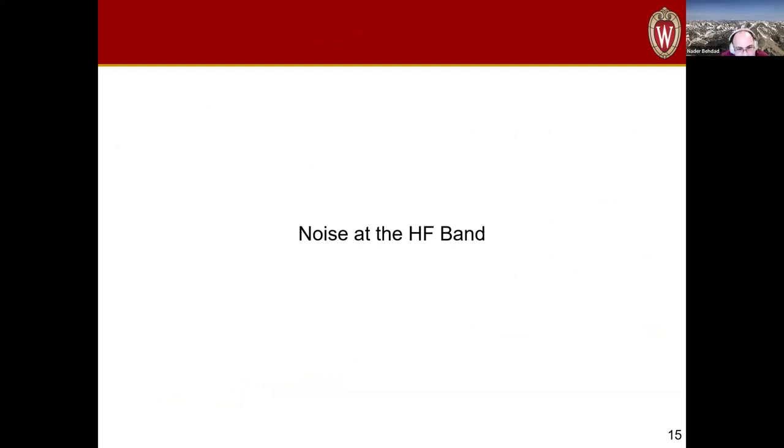Okay. Now let's also briefly talk about the issue of noise at the HF band. Noise is important because in any communication system, where our objective is to transmit information at a transmitter and then receive information at a receiver, the receiver has to process the received signals in the presence of noise. So let's say this is your signal and this is your noise.